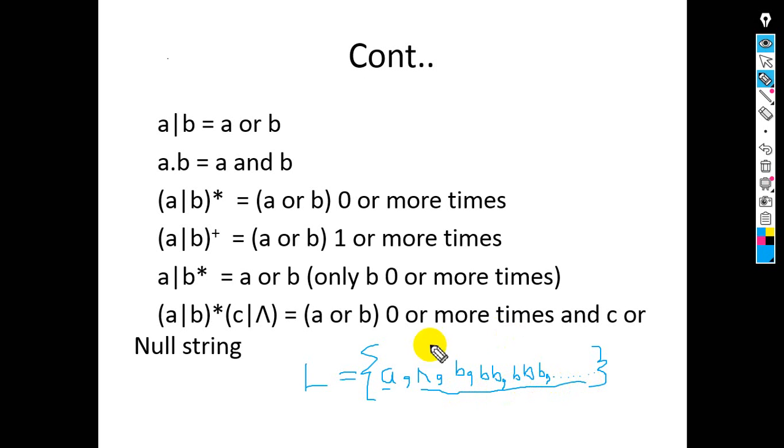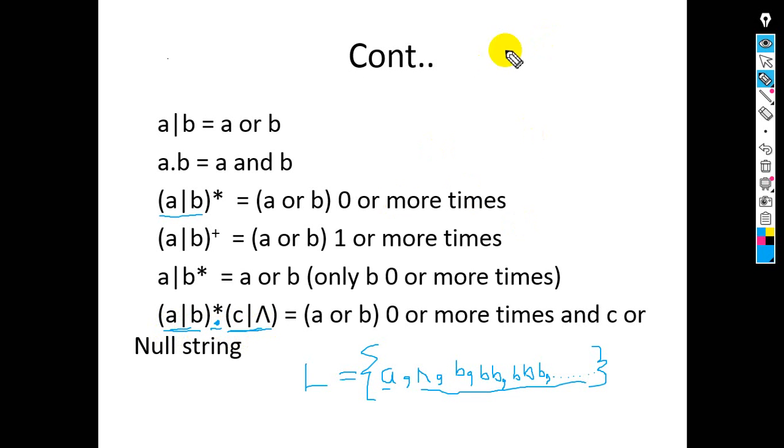Okay, next one, what do we have? A pipe B, yeah, we can say (A or B) whole star, same like this. And now what we have is C or null string, combined with this by using the dot operator. So here these two are combined with each other through the AND operator, yeah, we can say through the dot operator. So this is the OR operator and this is the OR operator.